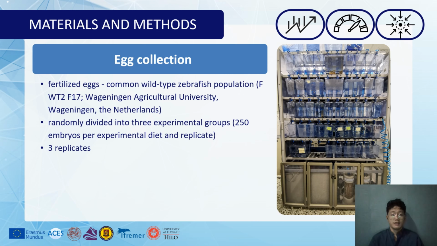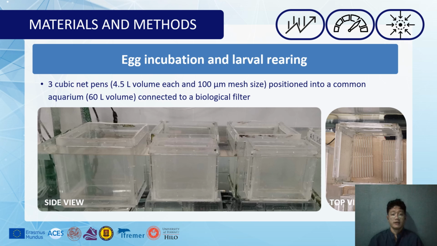In this study, the fertilized eggs were collected from a common wild-type zebrafish population maintained in the University of Crete, and these eggs were randomly divided into three experimental groups with 250 embryos per experimental diet and replicate. This study was done in three replicates. In terms of egg incubation and larval rearing, it was done in three cubic net pens positioned in a common aquarium connected to a biological filter.